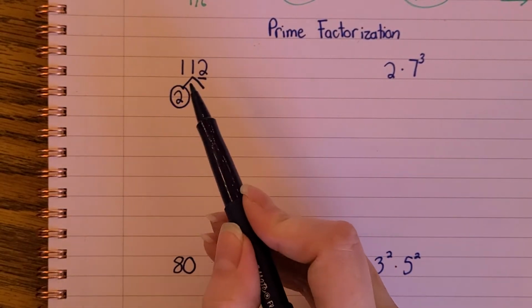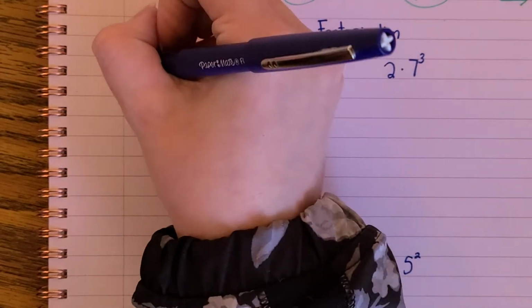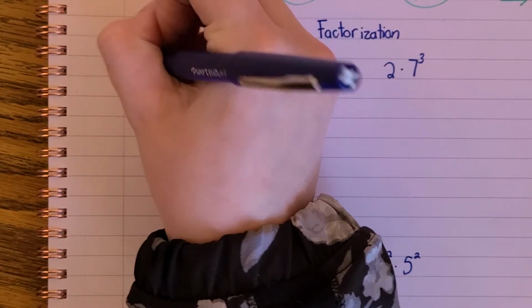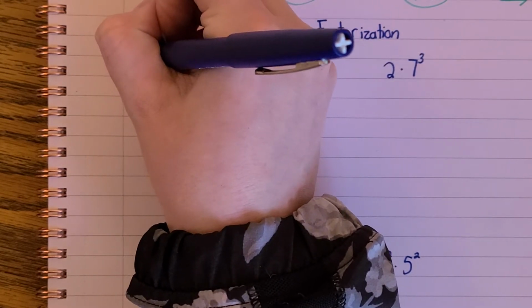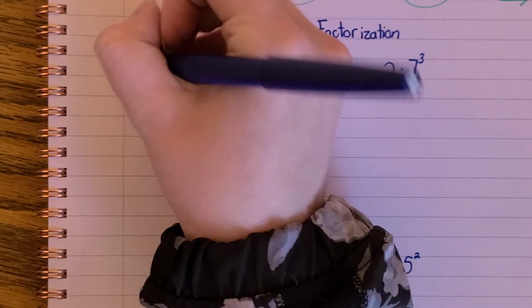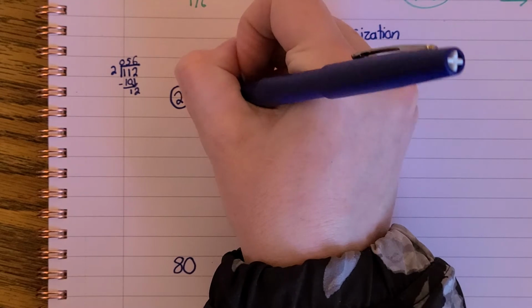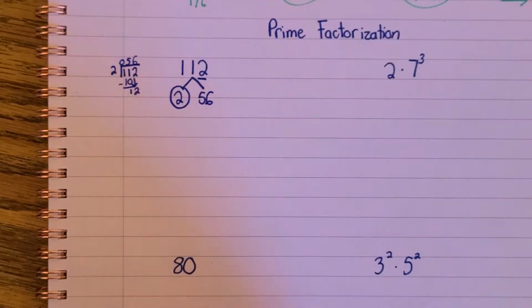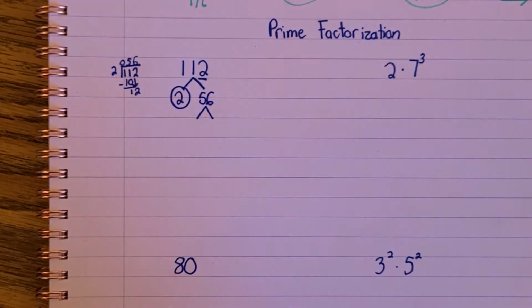So you can think, what is half of 112? Or you can come out to the side and work out 112 divided by 2. 2 can't go into 1, but it can go into 11 5 times. Subtract that 10. Drop it. 2 goes into 12 6 times. So 2 times 56 is 112. 56 is even, so let's keep going.